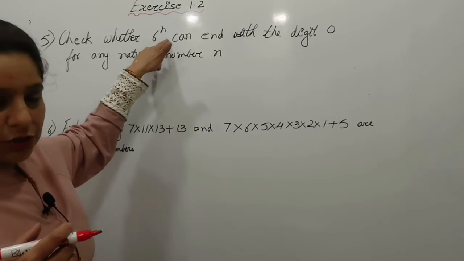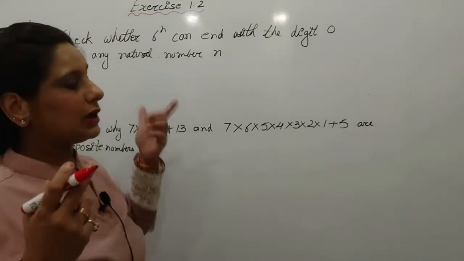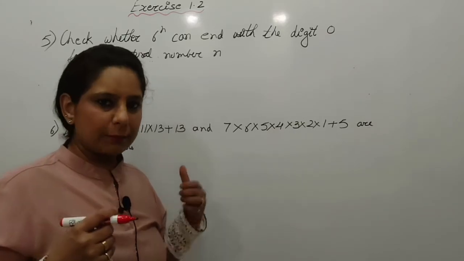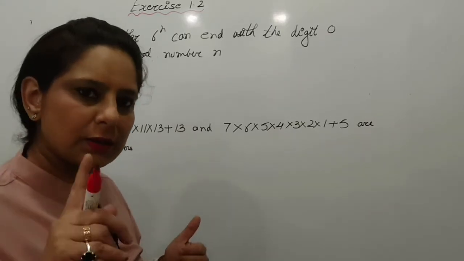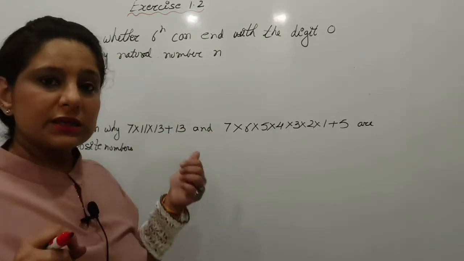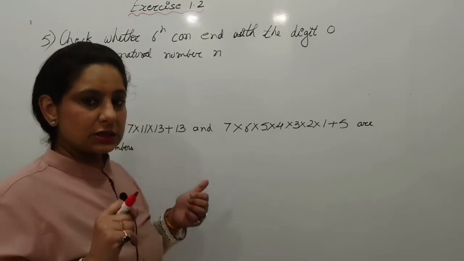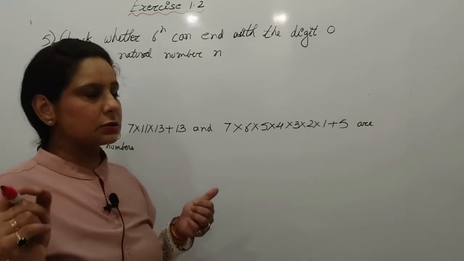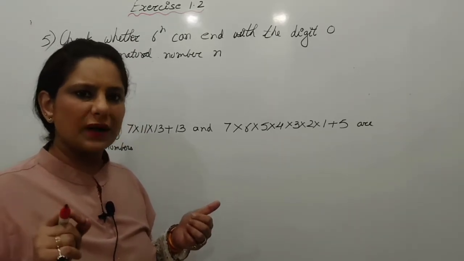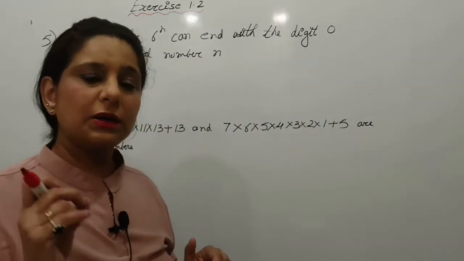n is a natural number. And what are they asking? Will 6 raised to n ever end with 0? For example, 6 raised to 1 is 6. 6 raised to 2 is 6 into 6, which ends with 36. 6 raised to 3 is 6 into 6 into 6, 36 into 6 is 216. So they are asking, will 0 ever come at the unit place?